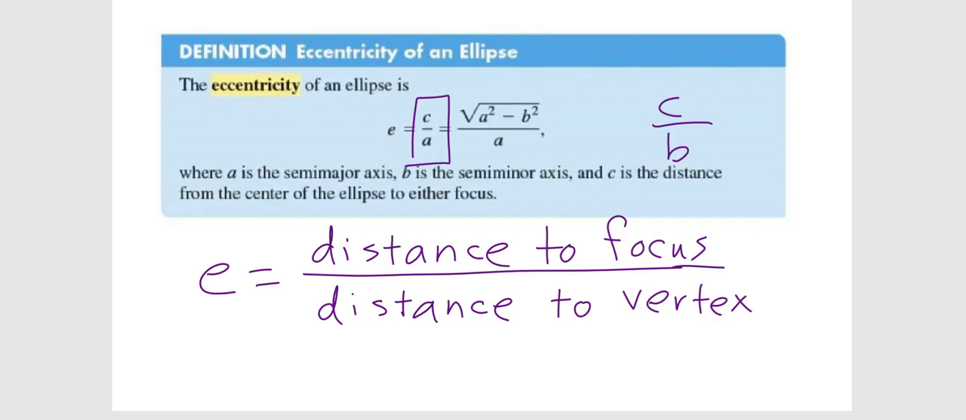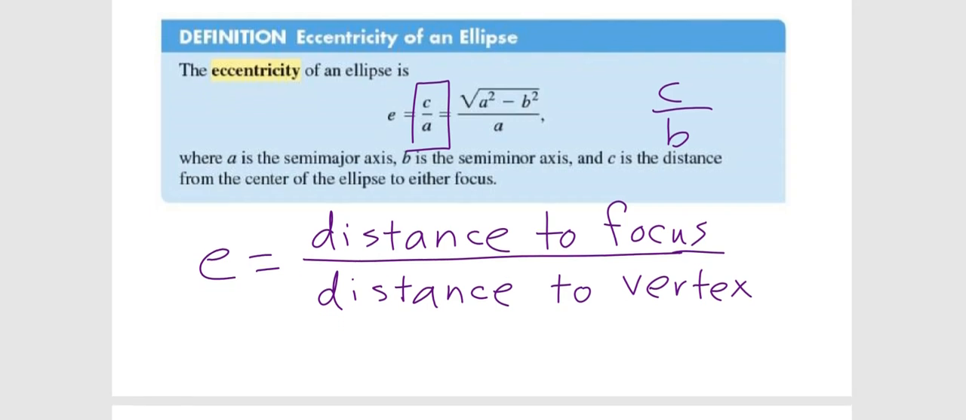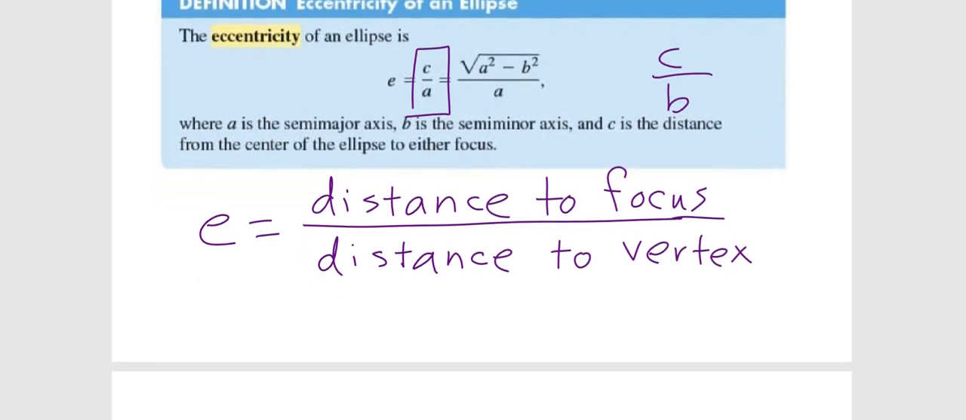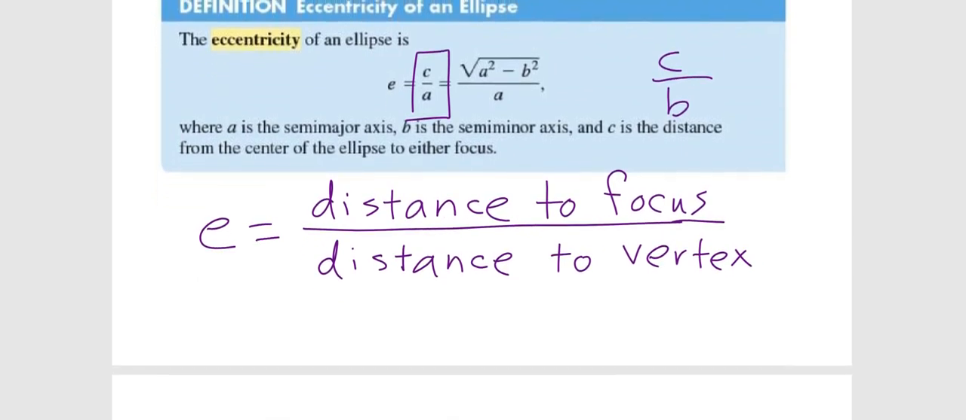Jump back to my notes. So keep that in mind. Distance to focus, well, we always call that one C. So that's not going to change. It's the one on the bottom that you have to pay attention to. It's the distance to the vertex, and it follows along the major axis. It could be A or it could be B, but it has to be the one from the center to the vertex. Okay.